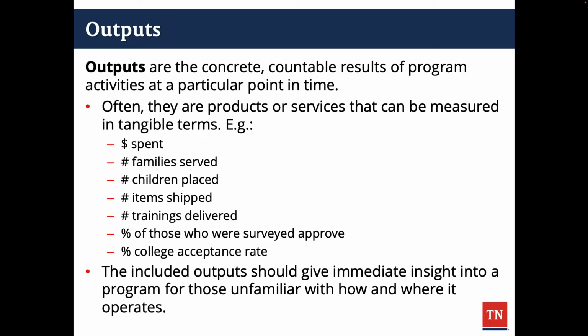Outputs are the concrete, countable results of the activities. Often these are products or services that can be measured in tangible terms, like dollars spent, number of children placed, number of trainings delivered, or a college acceptance rate. These measurements should be specific to the program, and for existing programs, outputs should reflect data that is currently being collected. These will often be part of existing program management systems or project plans within your agency. The evidence-based budgeting forms will ask for the 3 to 5 outputs that give the best immediate insight into the program for those who are unfamiliar.